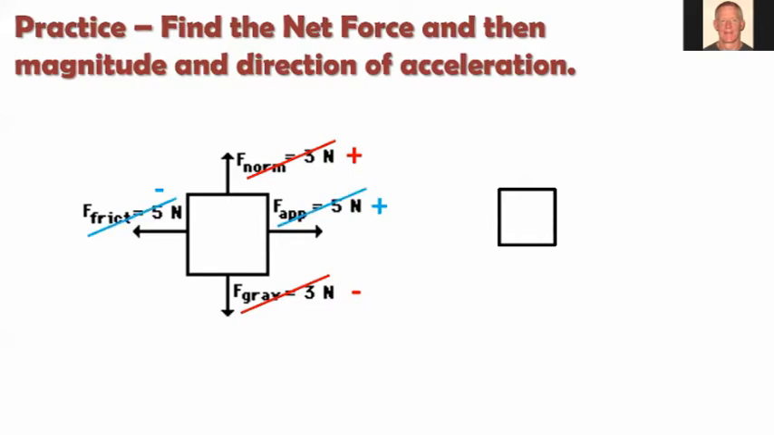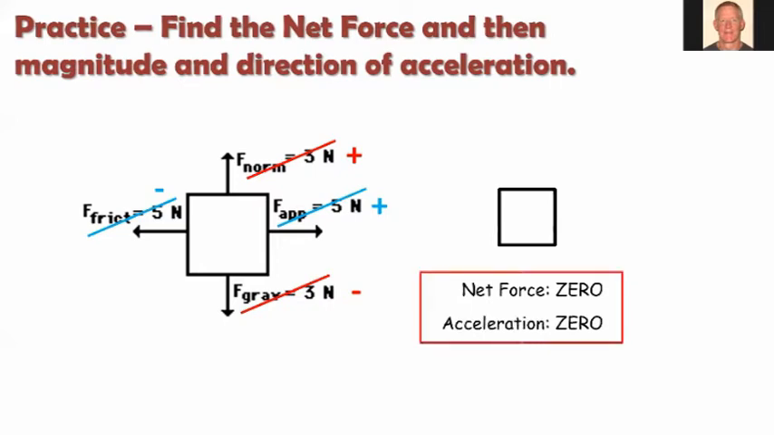So what happened here? All the forces cancel each other out. All we can say here is we have a net force of 0. So this object would be in equilibrium, and therefore the acceleration is going to be 0. Okay? If this object is at rest, it's going to remain at rest. If it's in motion, it's going to remain at a constant speed and direction.